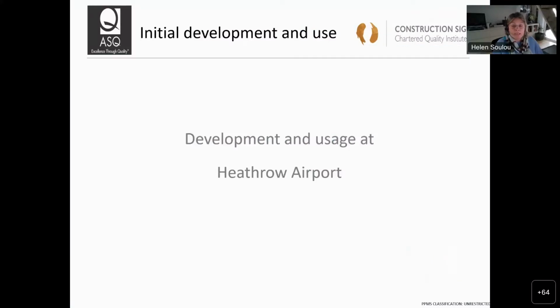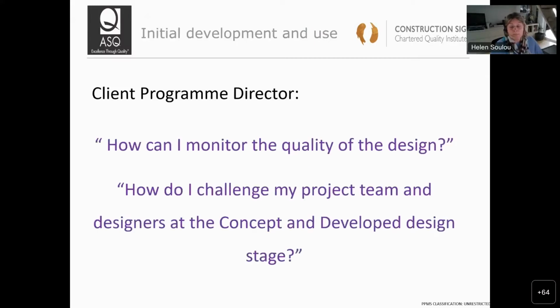And so I'll explain how it was first developed and used at Heathrow. And it all started with a question. I was a quality manager working in the program development space. So that meant projects that were very early and they were at the concept and developed design stage. And my client program director asked me a question.